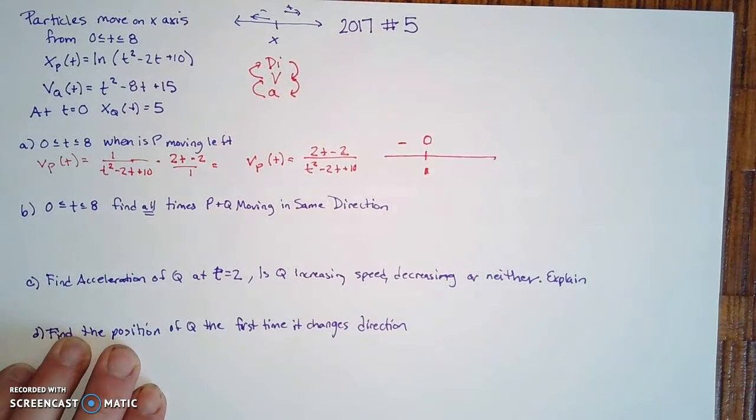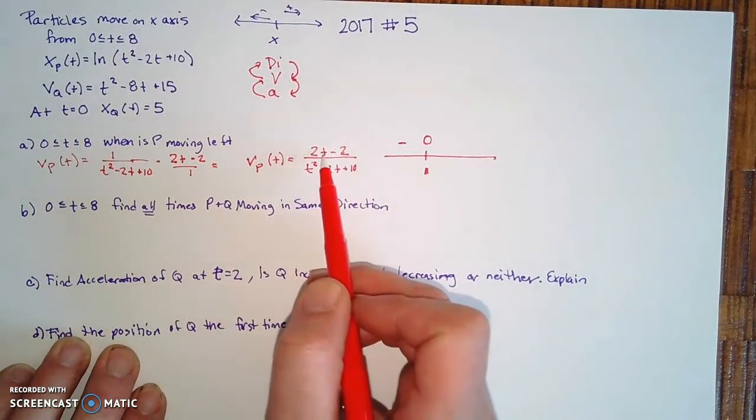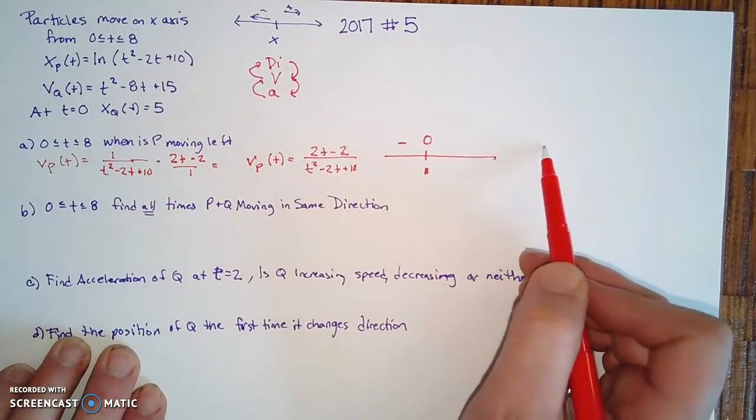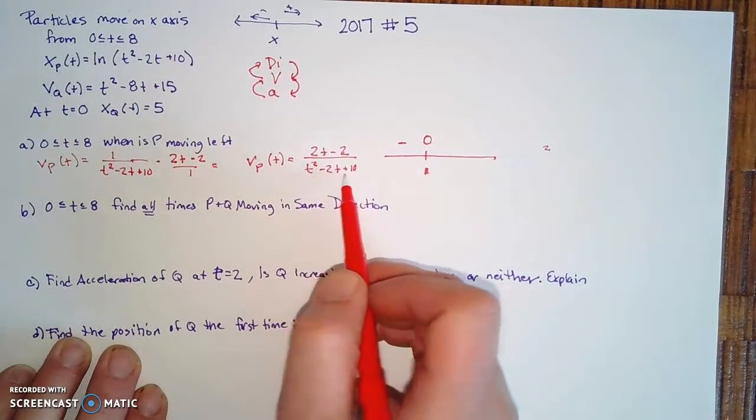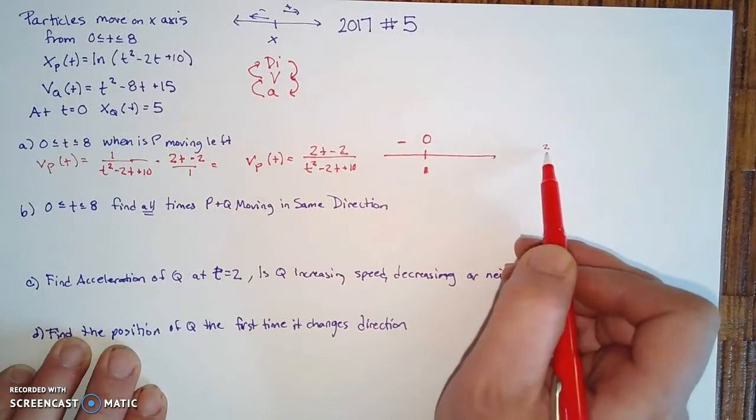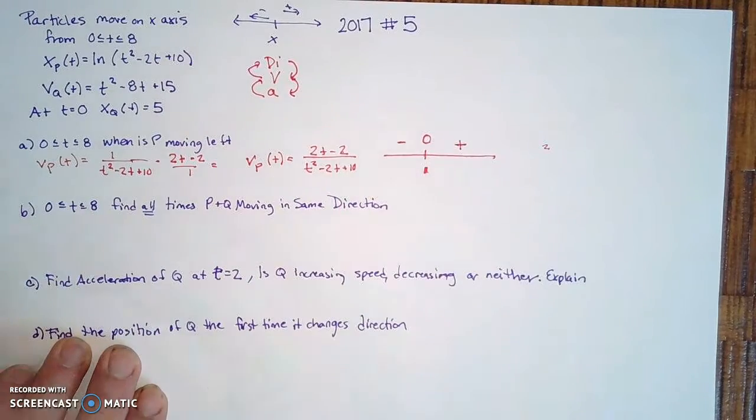And on the other side, we can put in a number. We can only go up to 8. Let's put in something easy. Let's put in 2. 4 minus 2 is 2. 2 squared is 4, minus 4 plus 10 is positive. So it's a positive number over positive. It gives us a positive answer.